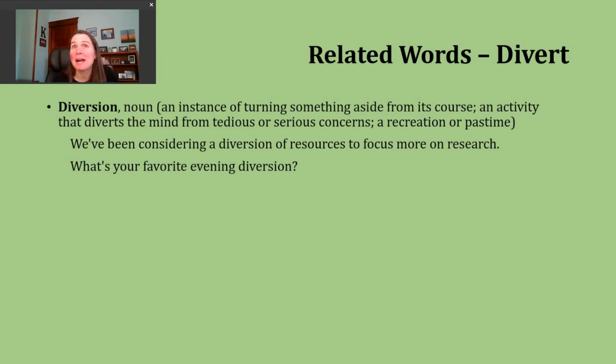But a second way you might hear diversion used can be to refer to any sort of activity that diverts the mind from rather tedious or serious concerns. It's another way to talk about recreation or hobbies, pastimes. Those can all be related. So an example of this might be, what's your favorite evening diversion? So it's asking like outside of work, outside of maybe really difficult mental tasks. What do you enjoy doing?